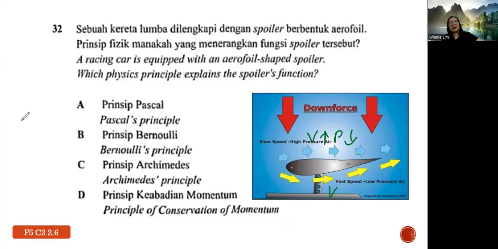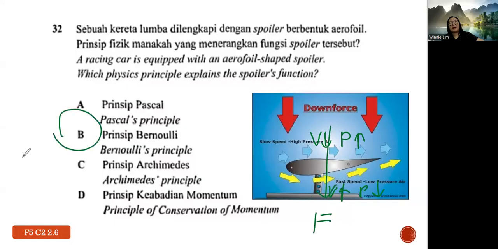So this is how the spoiler works. On top, your speed is low and the pressure is high. At the bottom, the speed is high and the pressure is low. The difference in pressure causes a force, and the force direction is from high pressure to low pressure. That's why you cause a downward force. And this is the concept of Bernoulli principle.